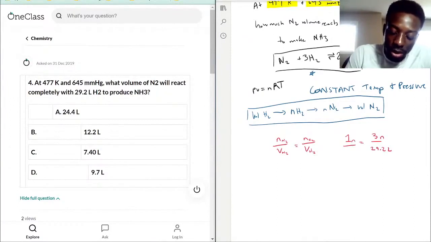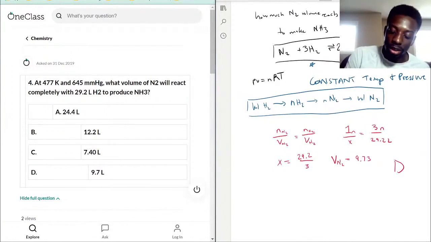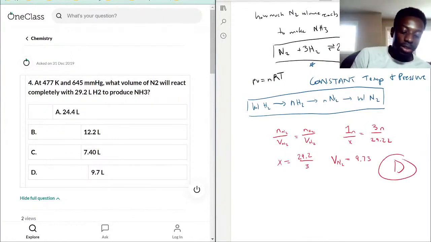And here, what's the volume of nitrogen? We don't know. This is our x. And we just solve for x. So we end up with x equal to 29.2 over 3. So the volume of nitrogen is just going to be equal to 9.73. And if you round it up, the only option that works is D. So the answer for this question is D.